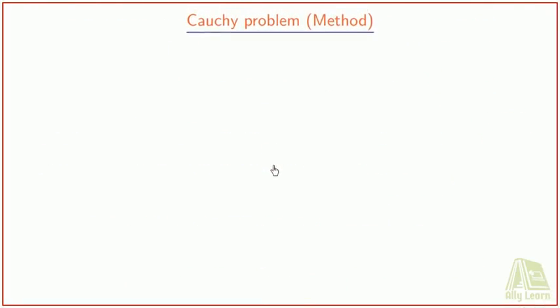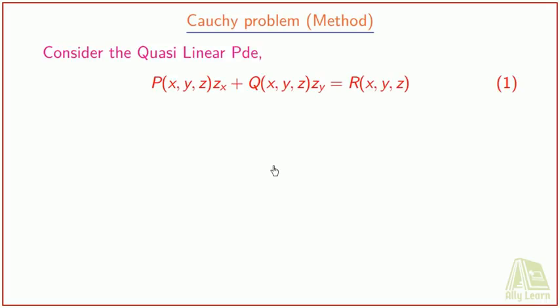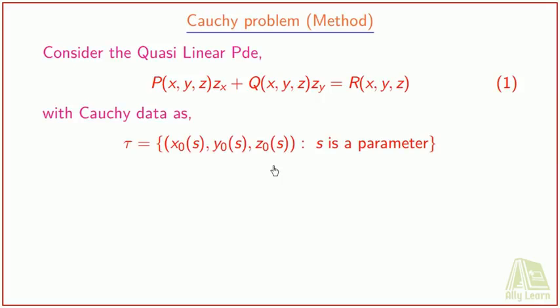So now we come to the Cauchy problem method. First of all, consider the quasi-linear PDE, which is of this form, and the Cauchy data as this. Now this is the equation of the initial curve C. We want to find the general solution of this quasi-linear PDE containing this curve C.